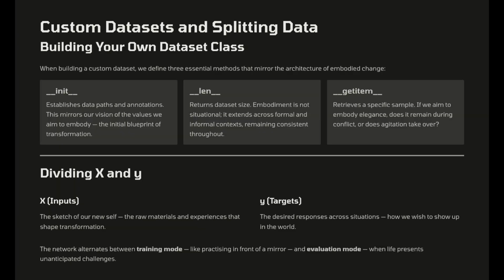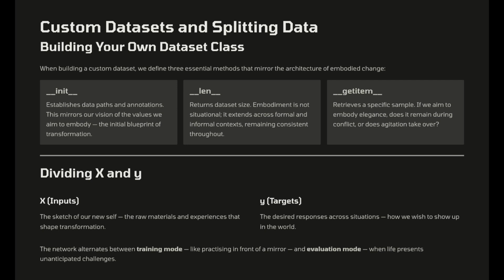When building a custom dataset, we define 3 essential methods. Init establishes data paths and annotations. This mirrors our vision of the values we aim to embody. Len returns dataset size. Embodiment is not situational. It extends across formal and informal contexts. GetItem retrieves a specific sample.